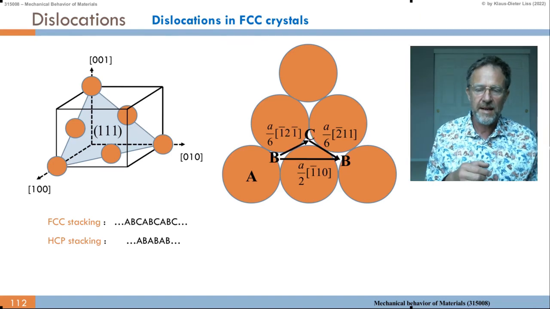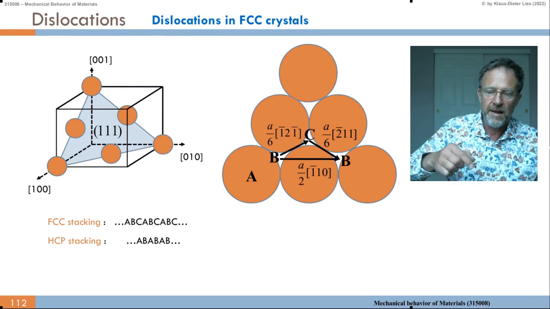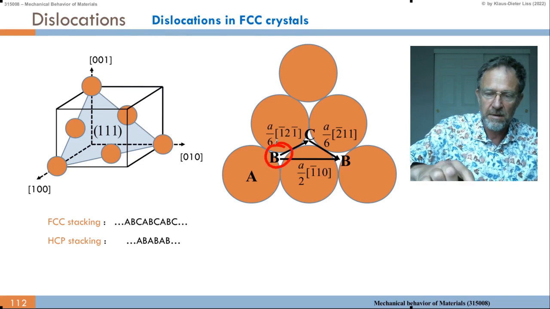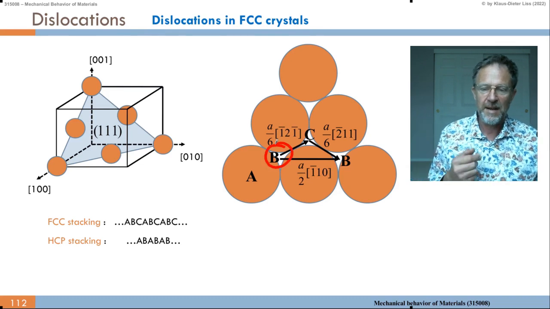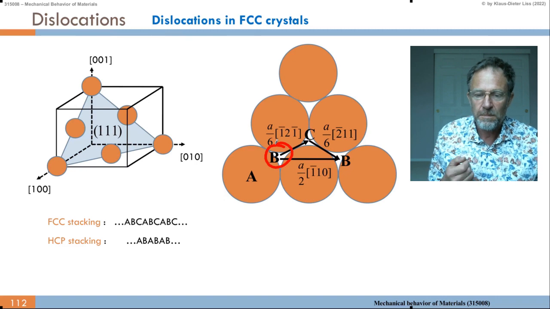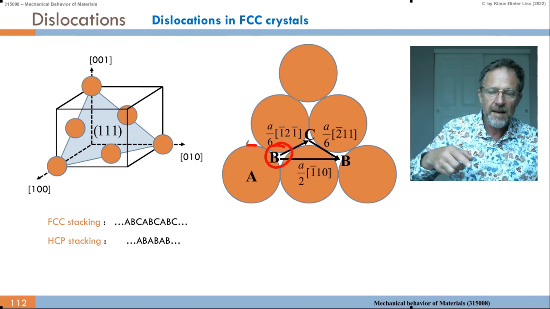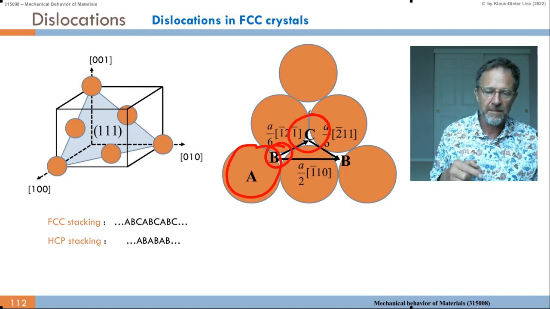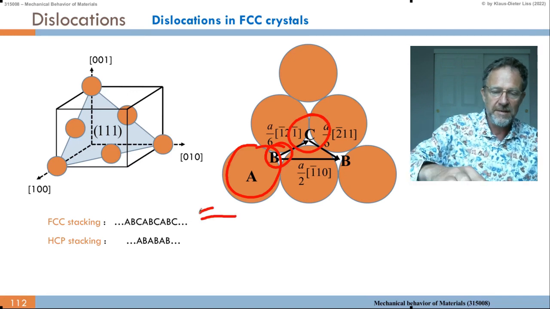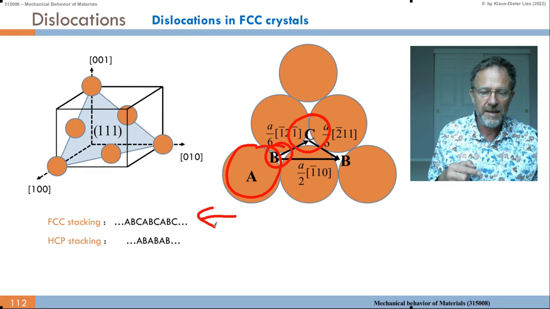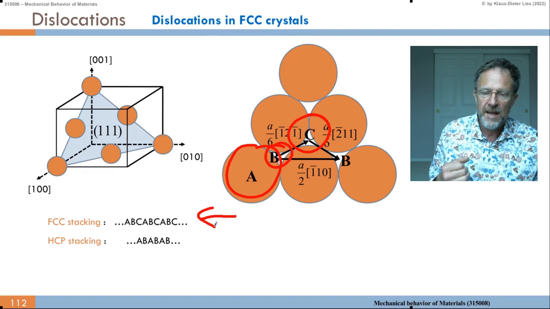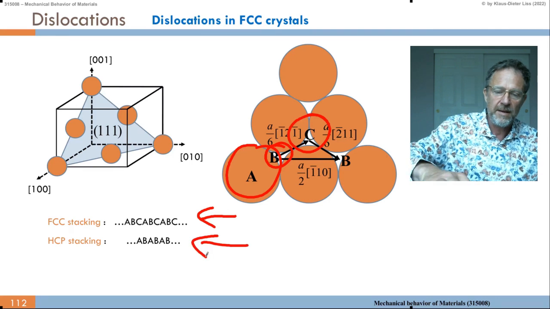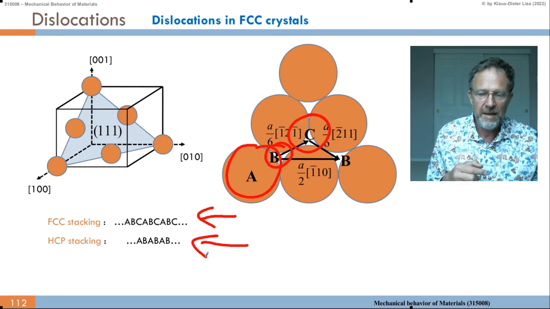So if I stack these layers now, I can stack a layer B on top of these gaps of the layer A, called position B, and the next layer I can put above A or above the position C. The one gives me the stacking sequence A, B, C, which is cubic. This is the FCC stacking sequence. And the other one, as we know already, has the stacking sequence A, B, A, B, A, B. And that would be an HCP structure.